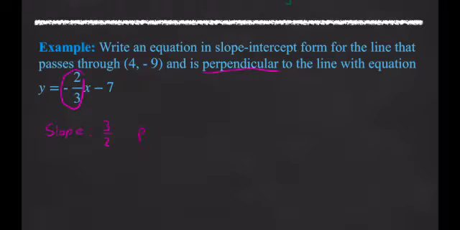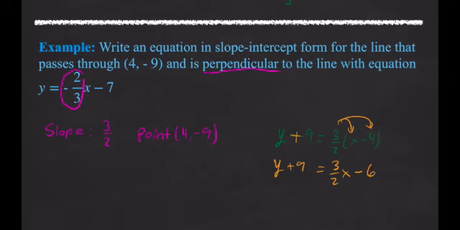We also know that it's going to pass through a certain point: 4, comma, negative 9. Well, that's not our y-intercept. So now let's put it into point-slope form and solve for the slope-intercept form. Same thing we've been doing. y minus negative 9 equals 3 over 2 times x minus 4. Let's simplify a few things. Minus negative is positive. Distribute. So y plus 9 equals 3 over 2 x minus, okay, 2 and 4 have 2 in common, you're left with 2, 3 times 2 is 6, so minus 6.